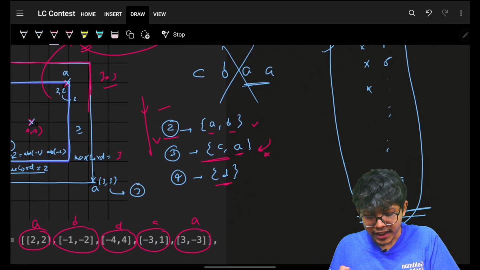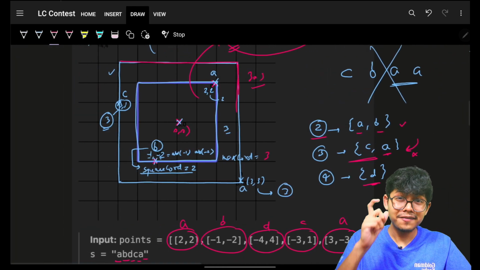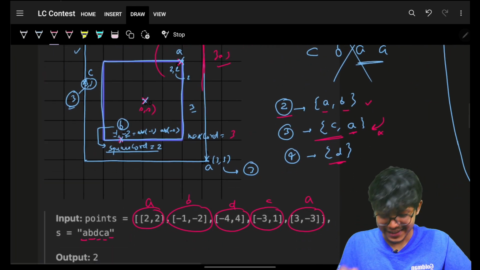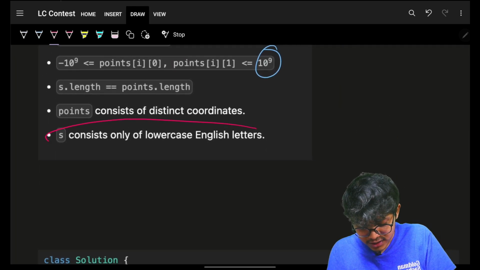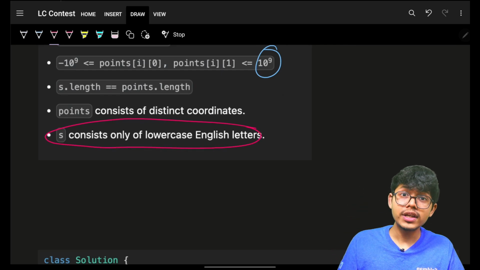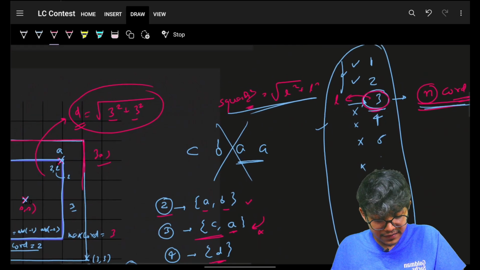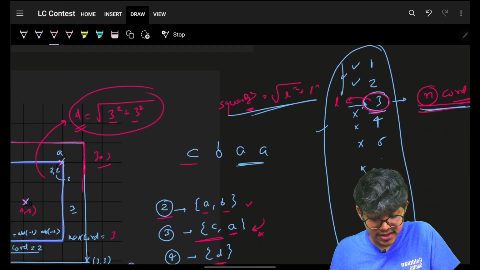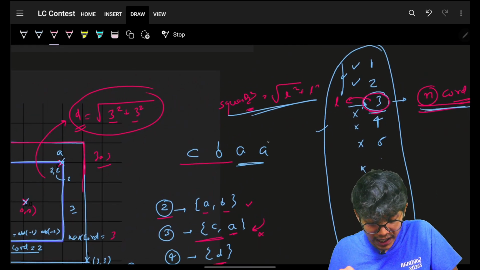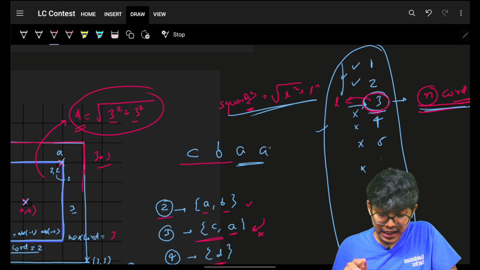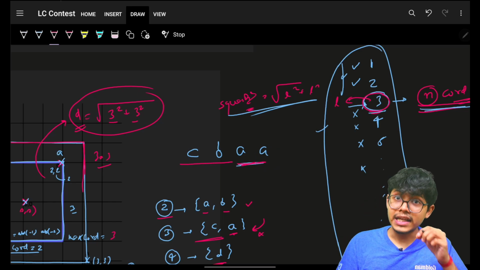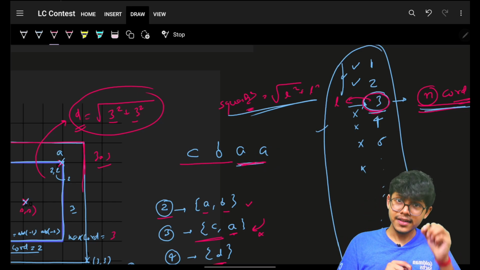Now, for that O of n, you have to make a very big check that this only consists of lowercase English letters, which means I know this will contain only lowercase English letters. And also I can very easily see that if a character repeats, then it's a violation for me.